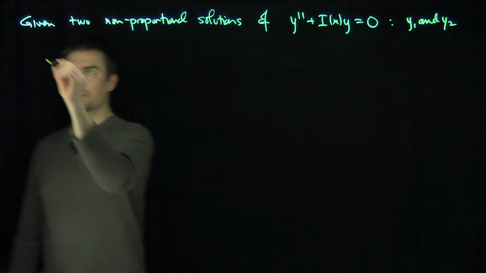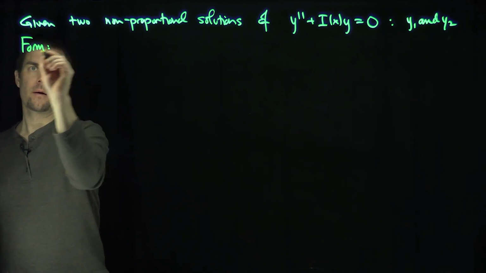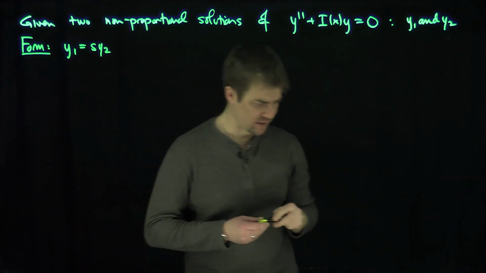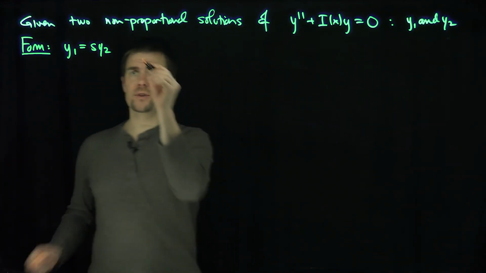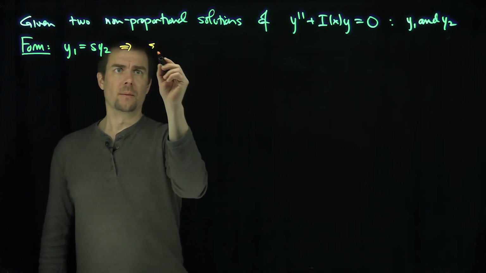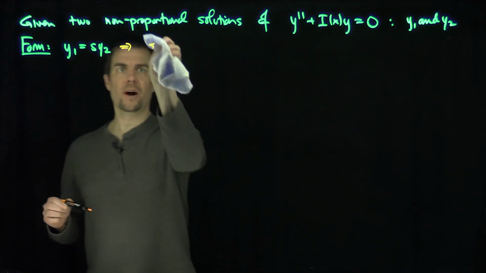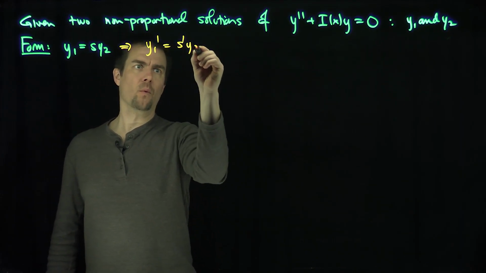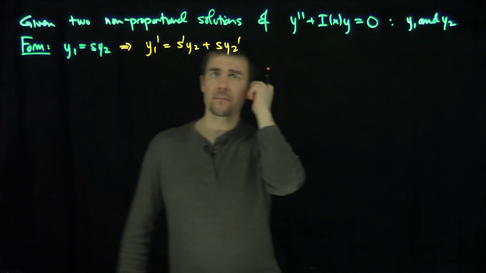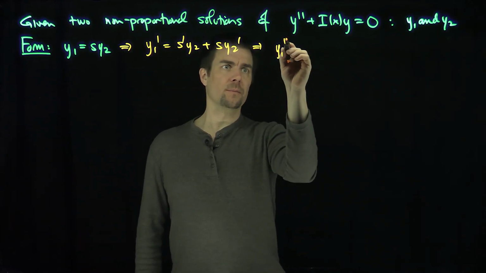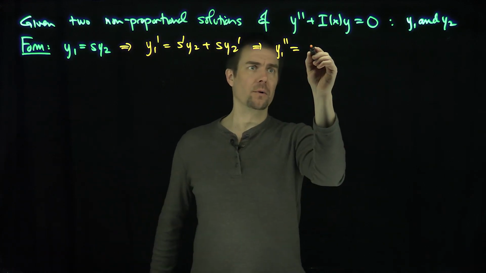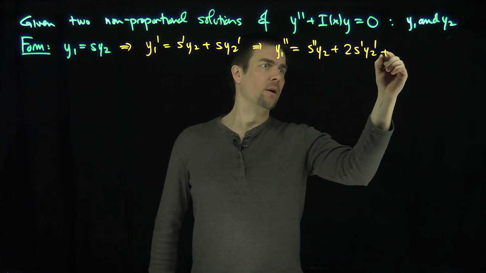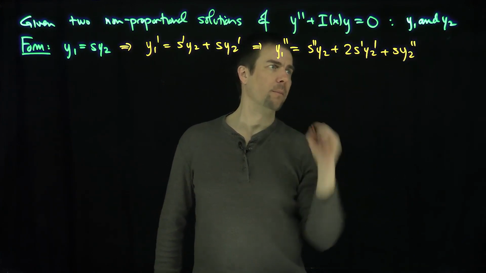I'm going to form a function, y1 is equal to s y2, and this function s is not going to be constant, right, because they're not proportional to each other. So if we differentiate this relationship, what do we get? We get y1 prime is equal to s prime y2 plus s y2 prime. And then we'll also get that y1 double prime is equal to s double prime y2 plus 2s prime y2 prime plus s y2 double prime.